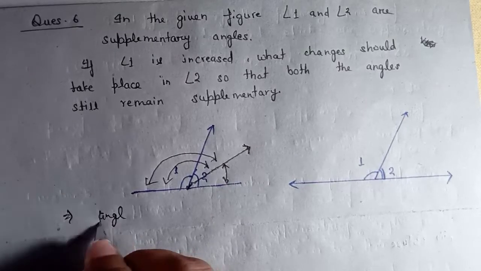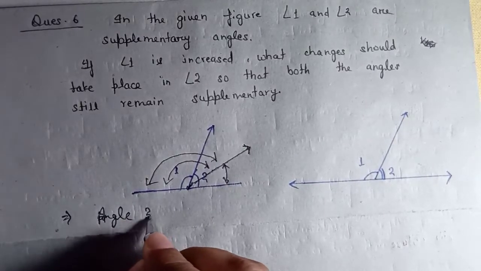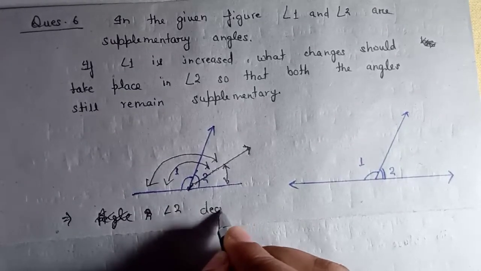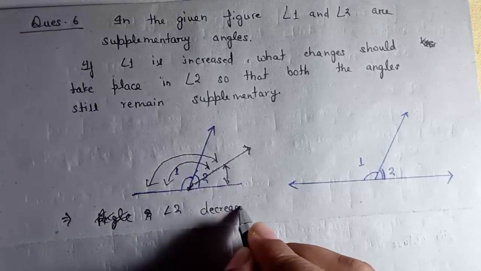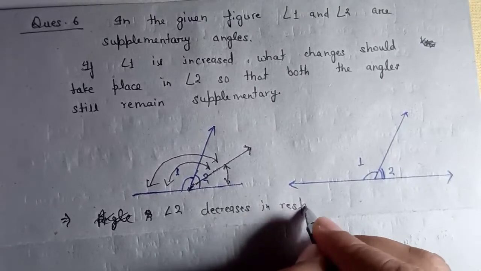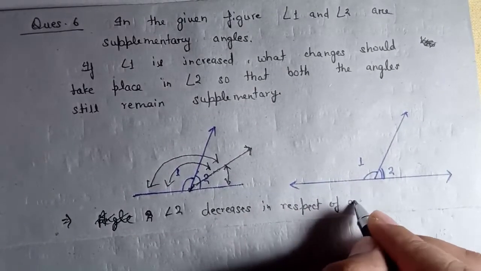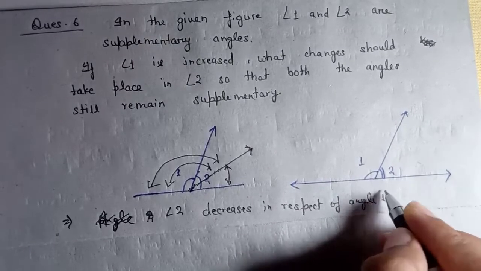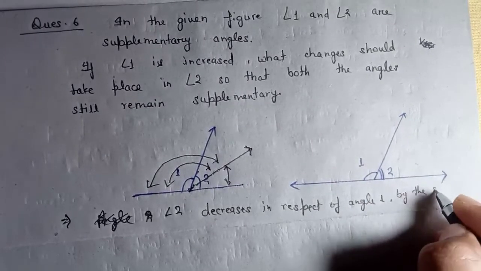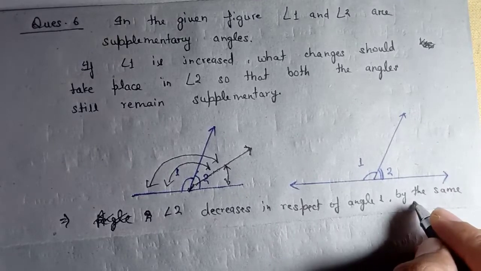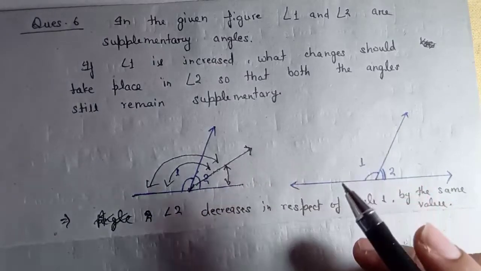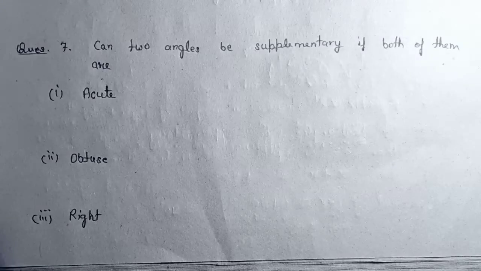So you can write angle 2 decreases in respect of angle 1, by the same value. Means what increment you provide in angle 1, you have to decrease angle 2 by the same value. We have our question number 7.